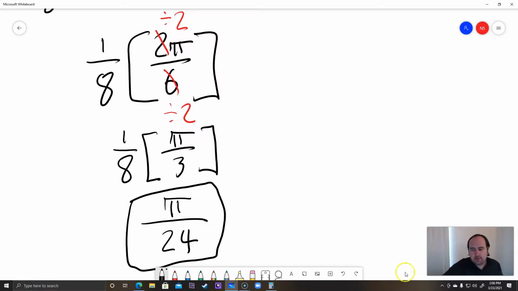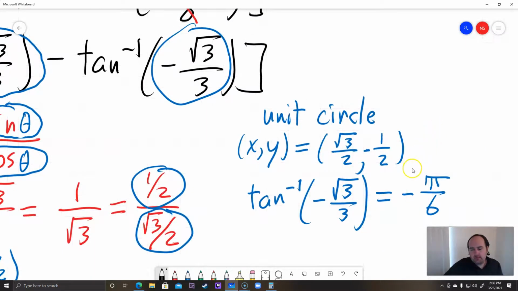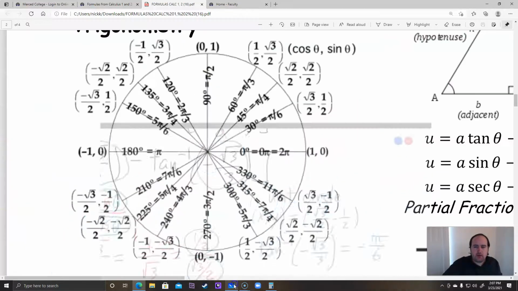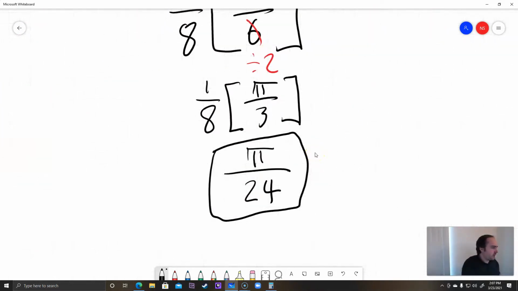And by the way, if you're wondering why we got a negative pi over 6, it has to do with tan inverse. If you want, you can read up on the domain of tan inverse. I believe it goes from negative pi over 2 to pi over 2, if I'm not mistaken. So that's why I wrote negative pi over 6. Well, it's technically not the domain, it's technically the range I'm referring to. Okay, cool. So our answer is pi over 24.